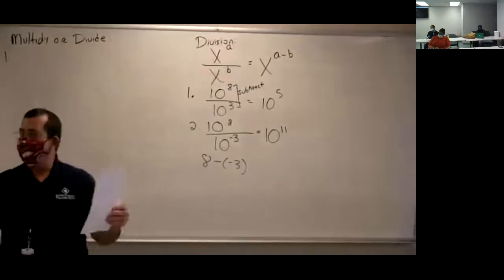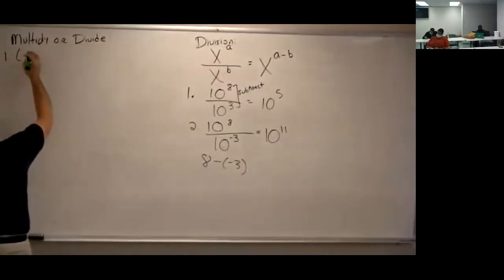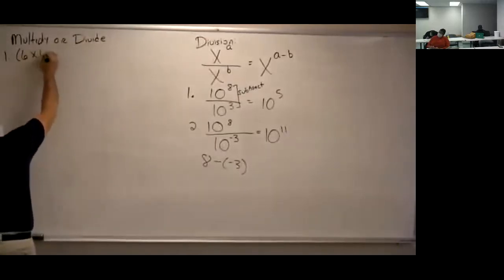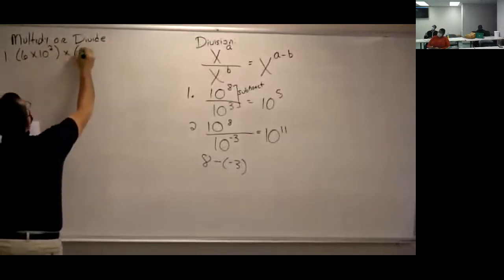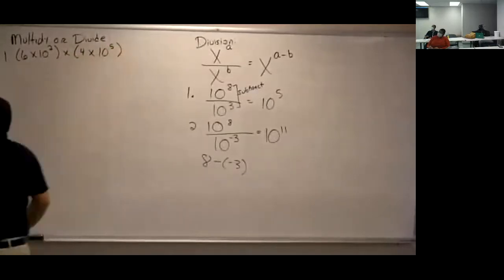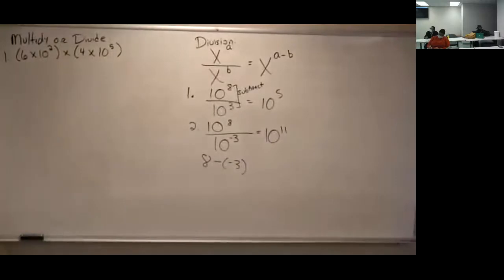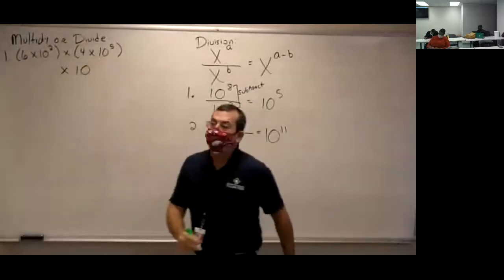Now, usually they'll keep each number in its own set of parentheses, okay? So let me show you what I mean. I'm going to do 6 times 10 to the 2nd times 4 times 10 to the 5th. So the trick on these is to multiply the numbers first and then multiply those powers again. So we will have something times 10 to some exponent when we're done, okay?